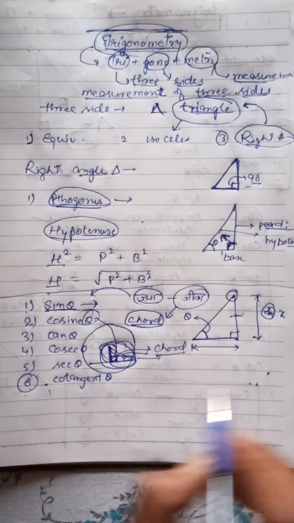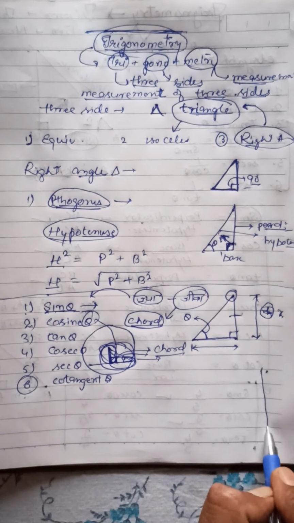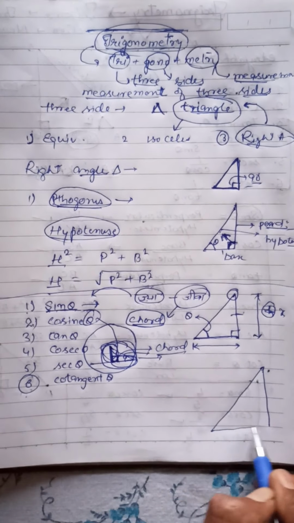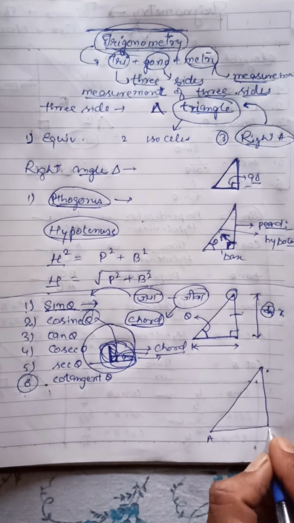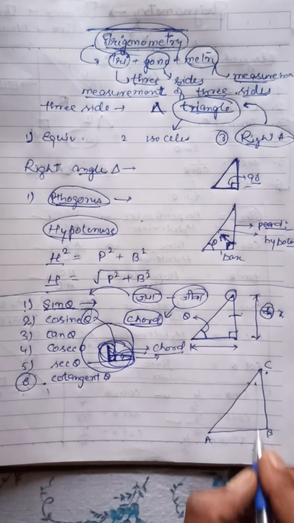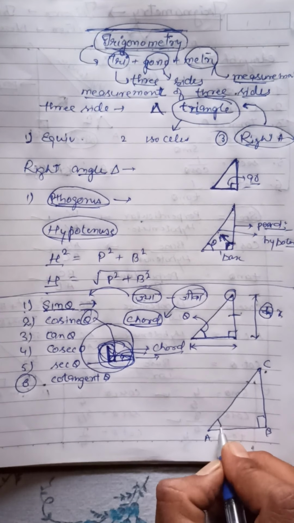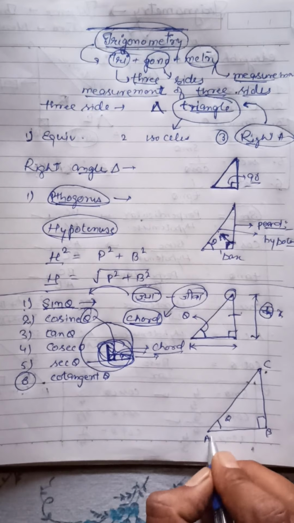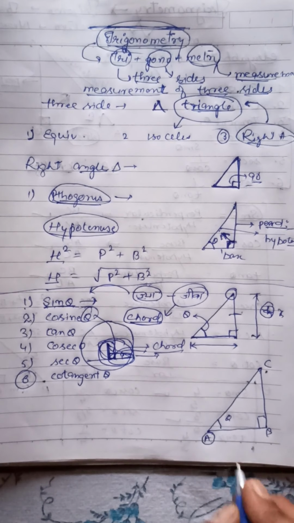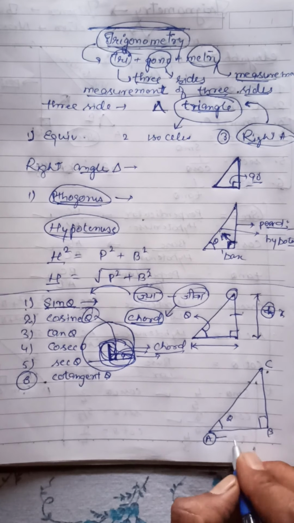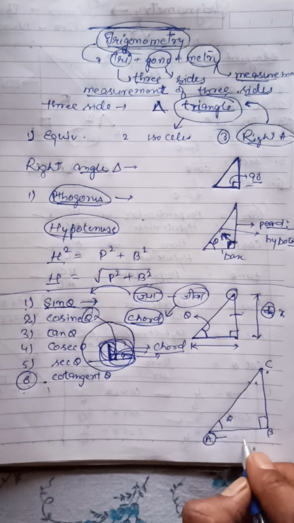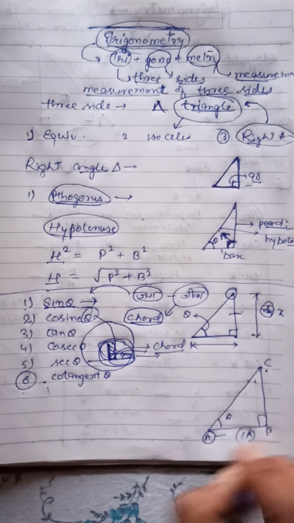And what is the theta? Theta is the base angle of any triangle. Let's consider a right angle triangle. Let's mark it by A, B, C, and this is 90 degrees. You can take this base angle as a theta, or you can put notation as angle A. You have studied this also in the earlier classes, angle A.